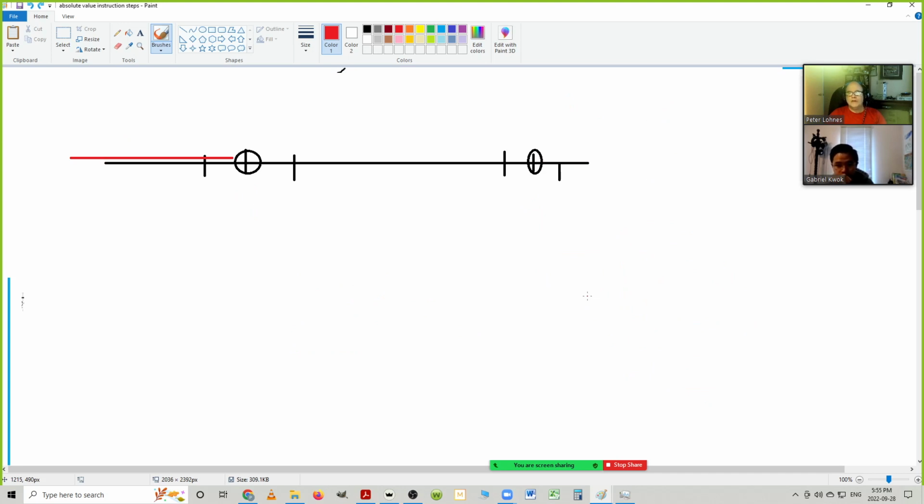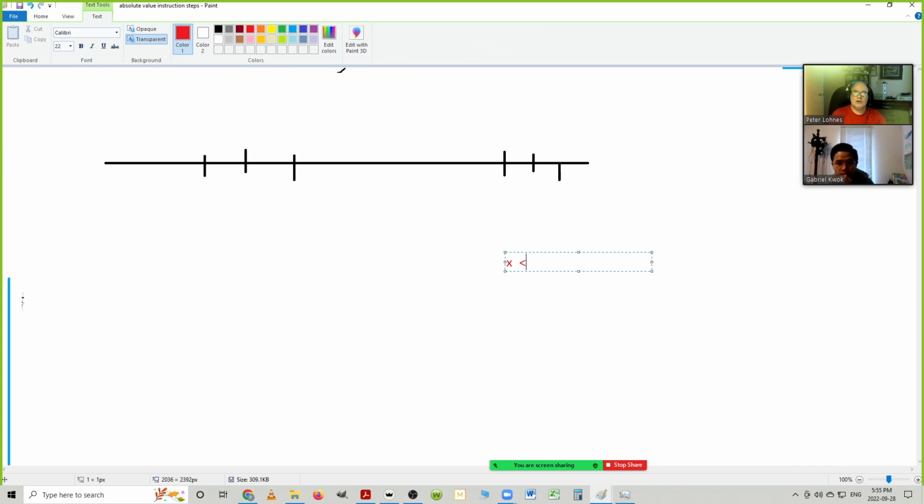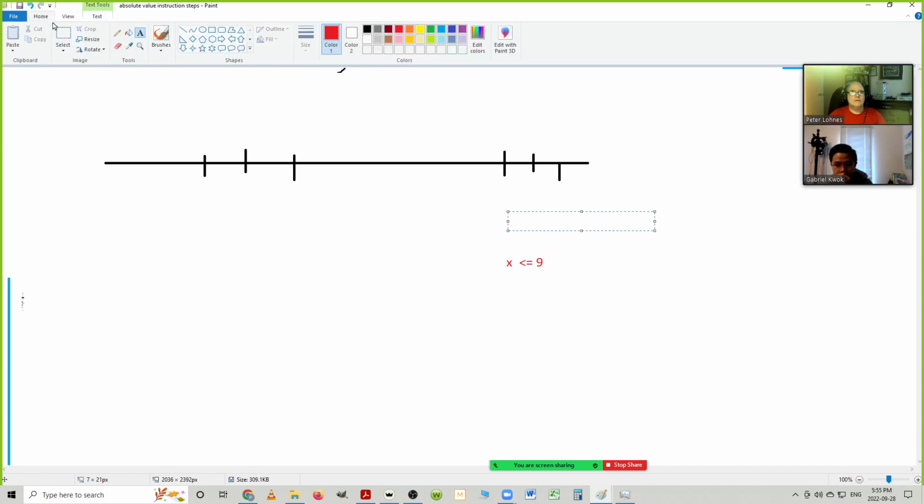Okay, now I'm going to give you a formula. You tell me how I draw the lines. Ready? X is smaller or equal to 9, with an absolute value on it, like that. What do I do? How do I draw it?